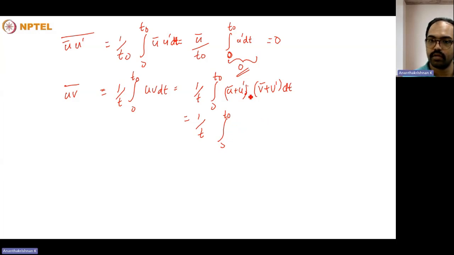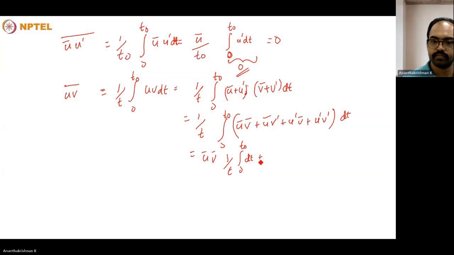So we distribute, we multiply the first term and the second term, so that will give u bar v bar plus u bar v dash plus u dash v bar plus u dash v dash, and the whole dt. And taking the individual terms, this is a constant, so u bar v bar, 1 by t0, dt.